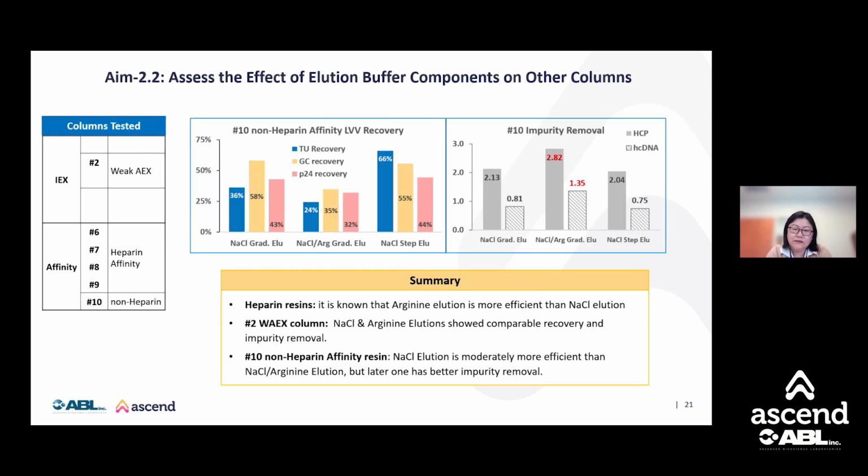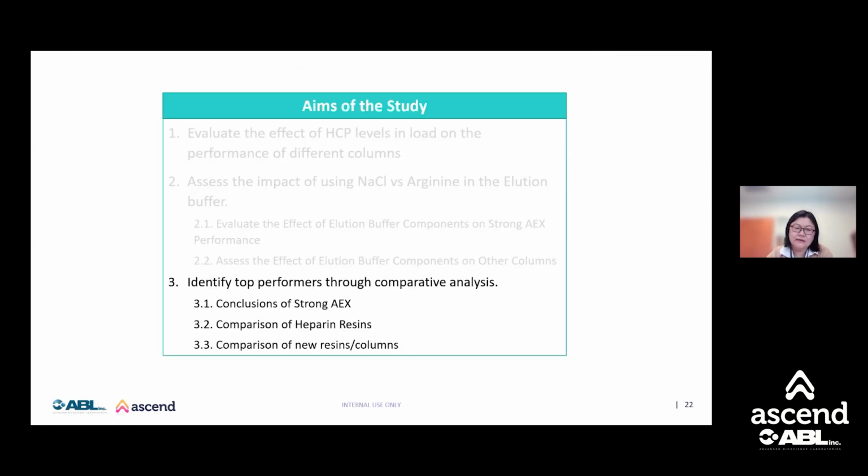So lastly, we evaluated the number 10 heparin affinity resin, and it seems that sodium chloride is slightly more efficient. However, the sodium chloride / arginine elution provides better impurity removal. So the aim 3 is to identify top performers through the comparative analysis.